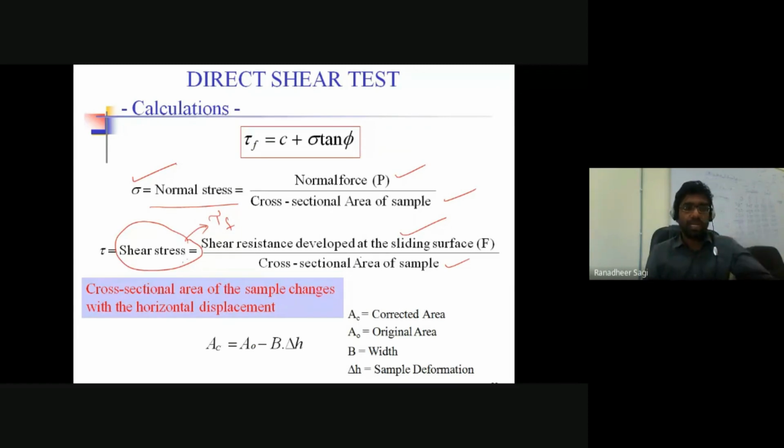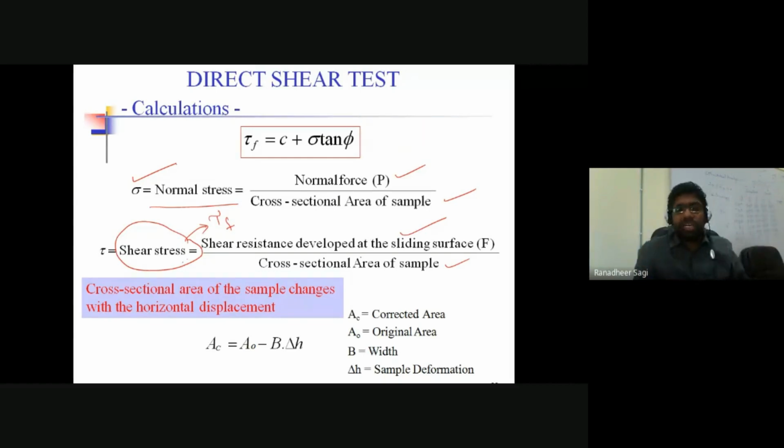Why? Let's say this is the top split half portion of the soil box, and this is the bottom split half portion. Once the bottom split half tries to slide due to the horizontal displacement being introduced, the surface of contact between the soil of the top split half and the soil of the bottom split half is decreasing. As you continuously cause the displacement, the contact area between the two halves decreases.